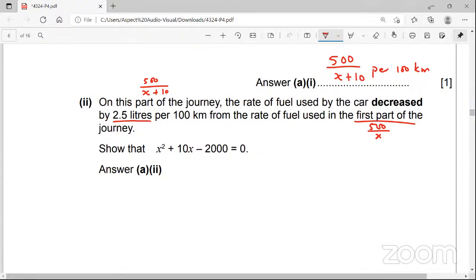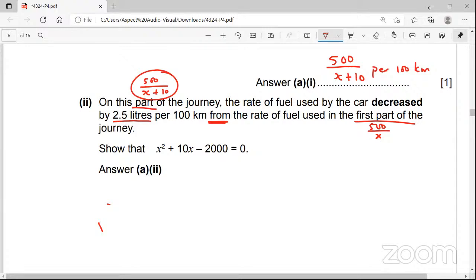Okay, so what I'm doing is this part of the journey I represent it by 500 over x plus 10. The second part of the journey, that's what we wrote up there, right? The first part of my journey is represented by 500 over x. That's the one that was given to me. And then they are telling me that the rate of fuel used by the car decreased by 2.5 liters per kilometer from the rate of fuel used, this is very important, from the rate of fuel used in the first part of the journey. So it's the first part of the journey that is decreased by 2.5.